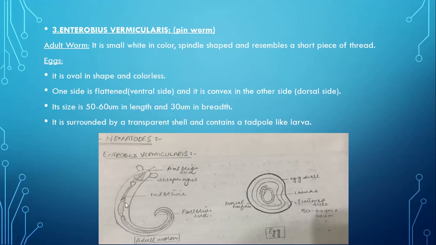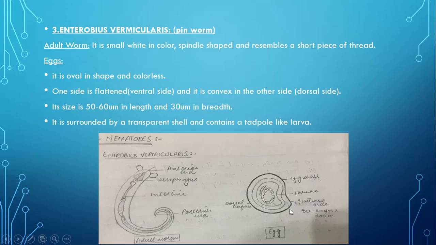Now Enterobius vermicularis, which is also known as pinworm. The adult worm is small and white in color. It is spindle shaped and resembles a short piece of thread. It is very small, that is why it resembles a short piece of thread. This is the anterior end, this is the posterior end. You can see the esophagus here, and this is the intestine of the adult worm.